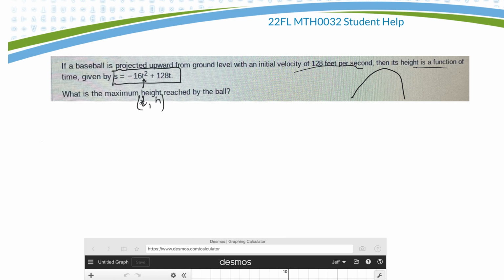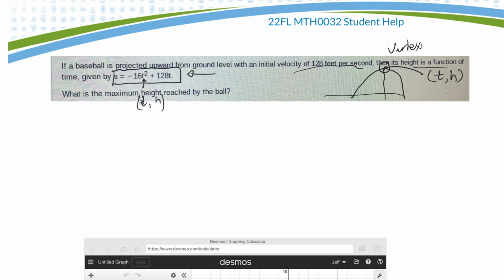So if I was looking at an ordered pair, graphing this, at the maximum or the vertex, the time would be t and the height would be h. They ask: what's the maximum height reached by the ball? This maximum height is going to happen at the vertex, right? So all I have to do is figure out the vertex of that quadratic function.